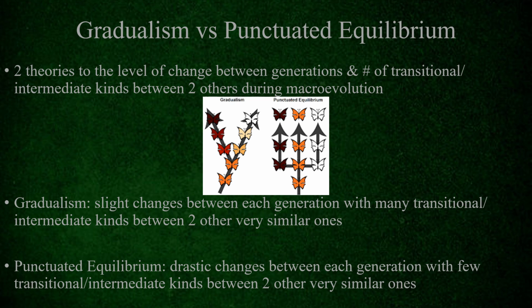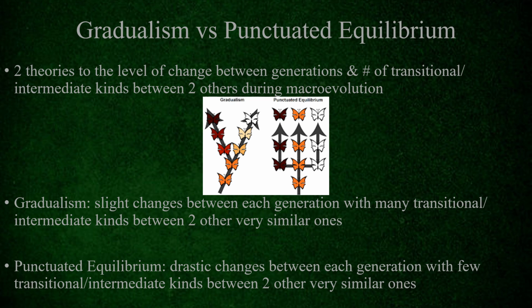Now, the two theories themselves: gradualism says that there are slight changes between each of these generations, with there being many transitional/intermediate kinds between the two other very similar ones. This is the most common of the two theories and the one held by Darwin. You have all of these generations of very slight changes from one kind that's more ape-like to one that's more human-like through millions of years till you finally get from ape ancestor to human descendant.